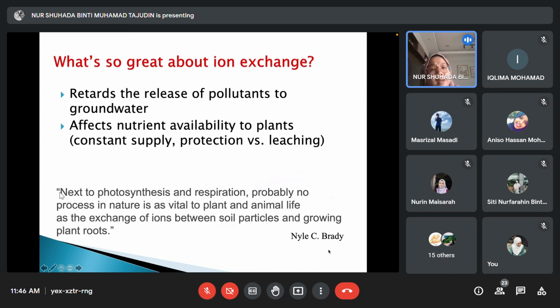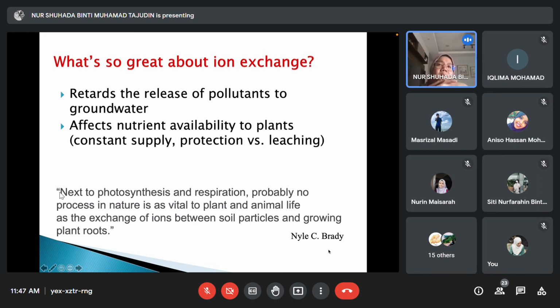So what is so great about ion exchange? What is the importance? It is important for the soil. Firstly, soil can constantly supply nutrients for the plants, meaning it can hold, it can release. It's not that it can hold but cannot release. That's why a soil has the ability to exchange cations. And also it can retard and release the pollutants into the groundwater.